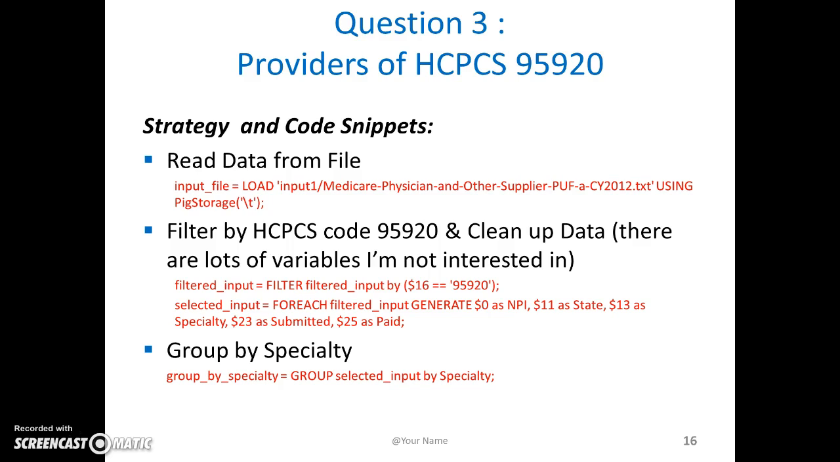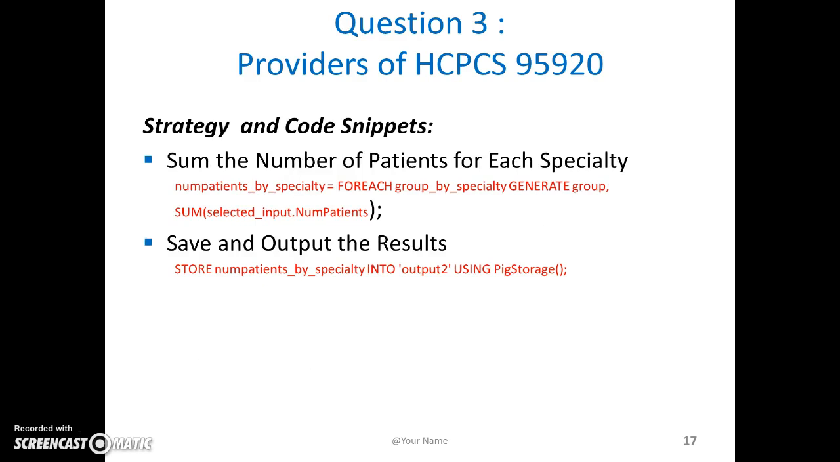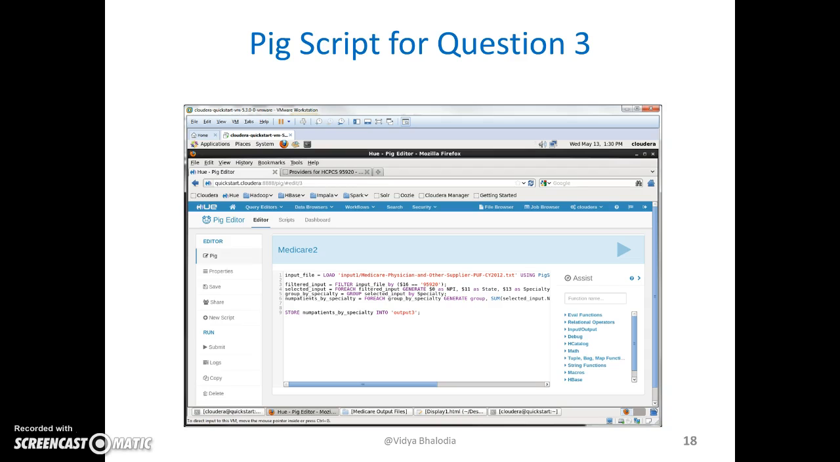Question number 3 is, who are the providers of IONM? What are their specialties, and how many patients are they taking care of? And what we're doing here is a very similar strategy. We're going to read the data, filter it, and clean it up. Then we're going to group, instead of grouping by payments or charges, we're going to group by specialty. And instead of counting the number of specialists, we're going to sum the total number of patients that each specialty has taken care of. Then we save and output the results.